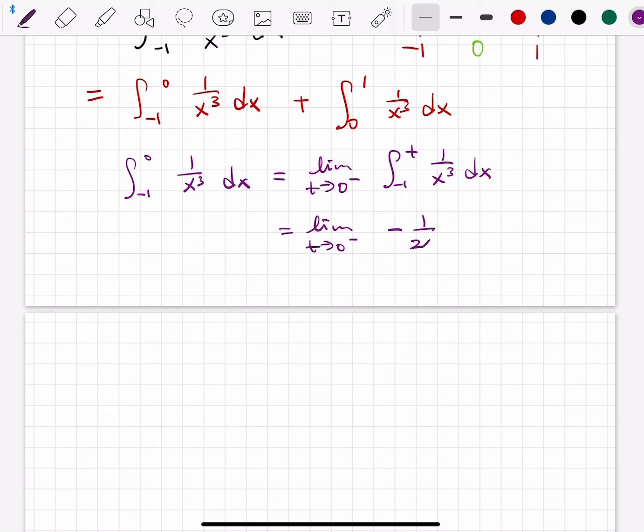negative 1 over 2x squared, evaluated from negative 1 to t, which is going to be the limit of negative 1 over 2t squared plus 1/2. And this one is going to equal infinity. It's actually negative infinity because of the negative.